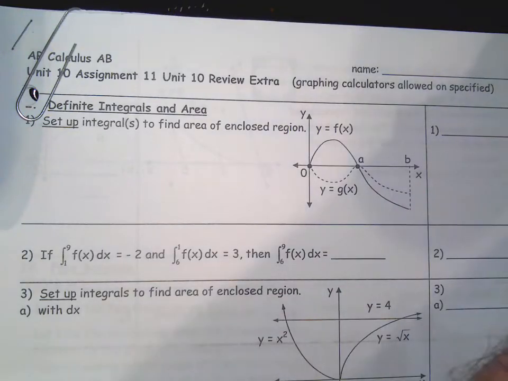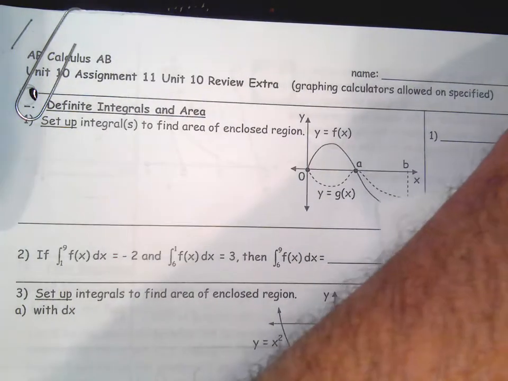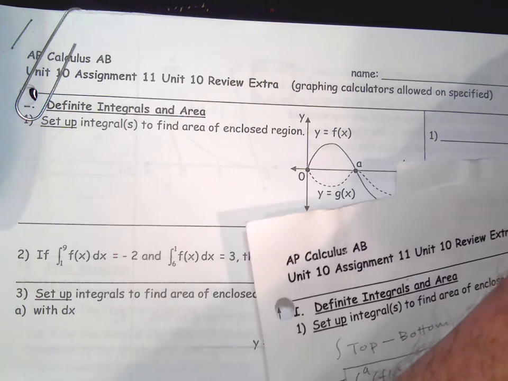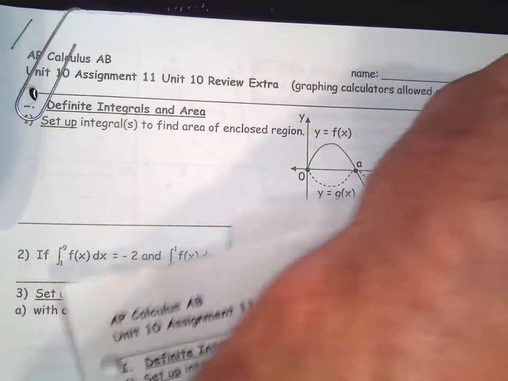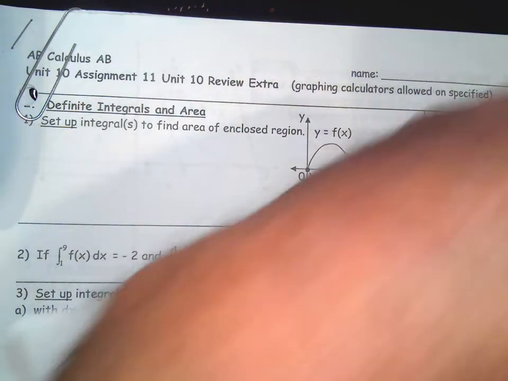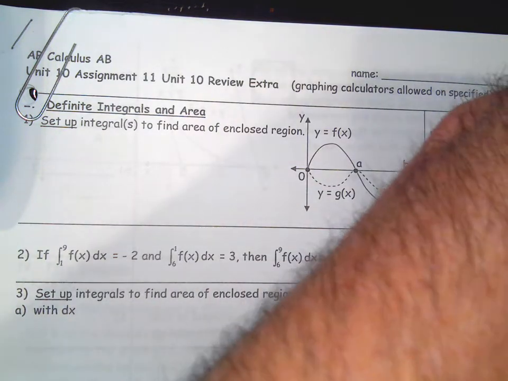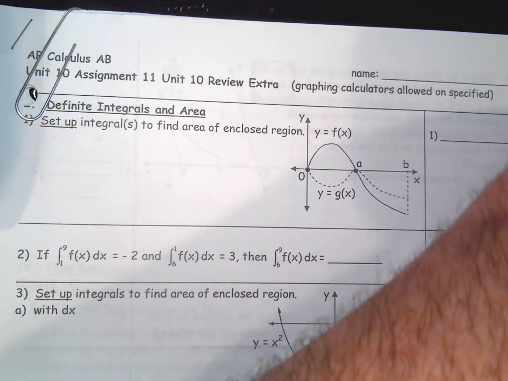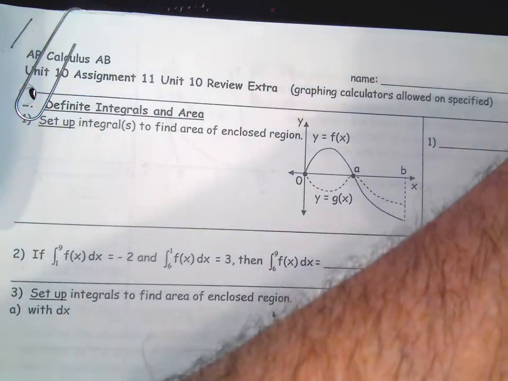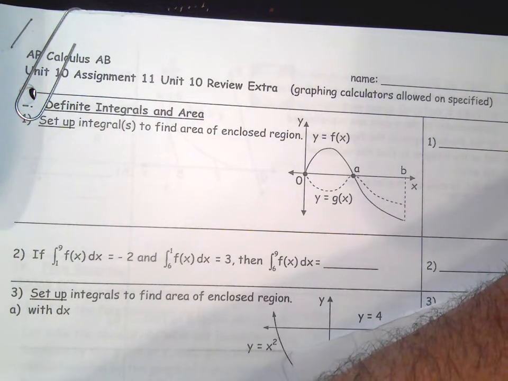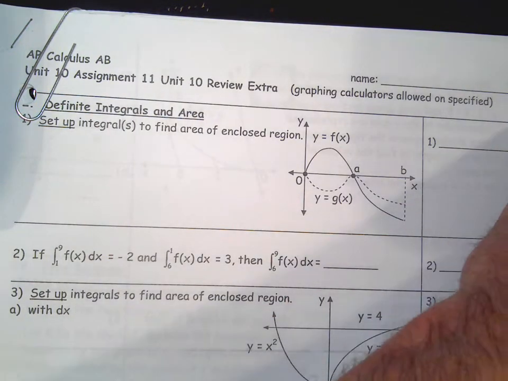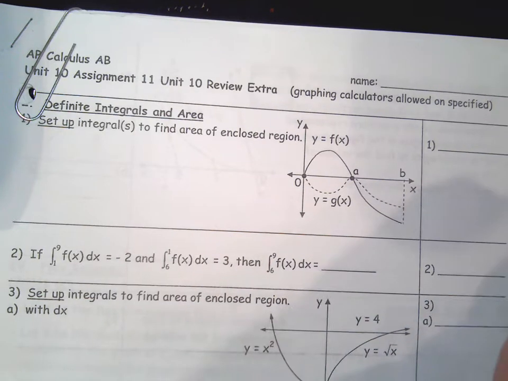AP Calculus AB, Unit 10, Day 11. Review for the test. So I thought maybe I could show you some of the answers real quick if you haven't checked them yet. Hopefully you've already checked them, but I will show them to you briefly. You can pause the video if you need to. So this is an extra credit review.